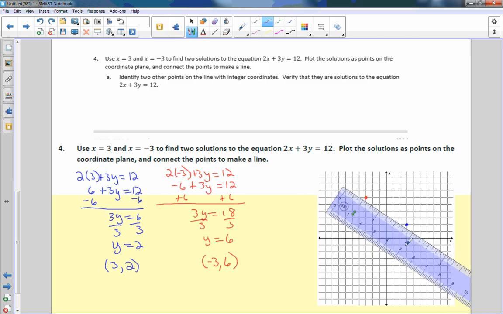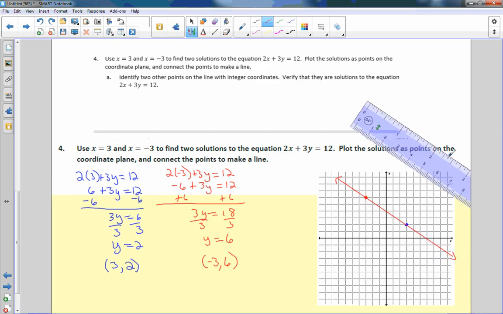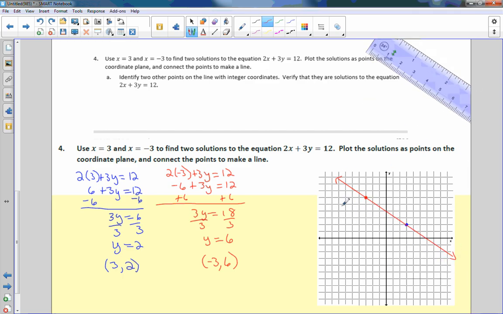Okay, this is a little tricky. We've got to get that right on here. Right there is good. Okay, so there's my graph of the line 2x plus 3y equals 12. And I'm not going to label it. This should be written next to it to tell the reader that's what the equation of that line is.